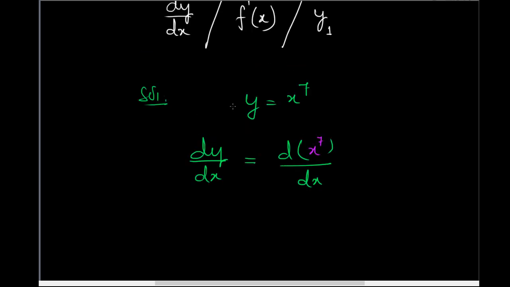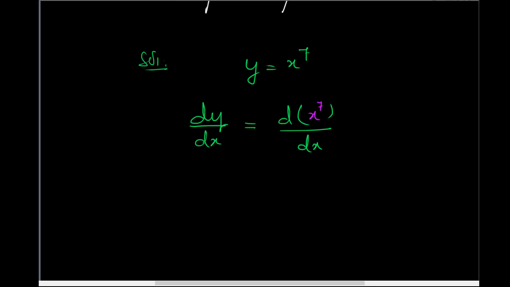Now when we apply this formula, what is the derivative of x to the n with respect to x? The same formula we wrote earlier: the derivative of x to the n with respect to x is equal to n times x to the n minus 1.